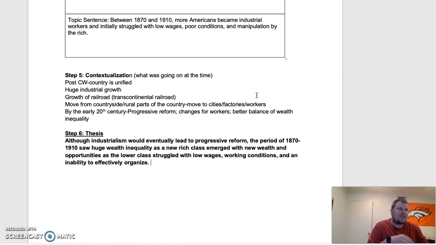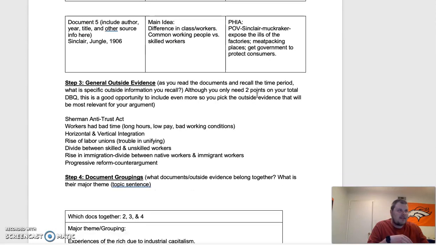And then now that I have this, I can go back to my outside evidence, and I can see, okay, what's going to fit most effectively in these places. And I think I'll probably talk about vertical and horizontal integration for my rich, and maybe the Sherman Antitrust Act. Maybe I'll throw that in there too, because that's a good one to show the manipulation. And then for my poor, I'm going to talk about the inability of the immigrants to become part of the worker movement as a whole, and unacceptance by native workers of the immigrant community and things like that.